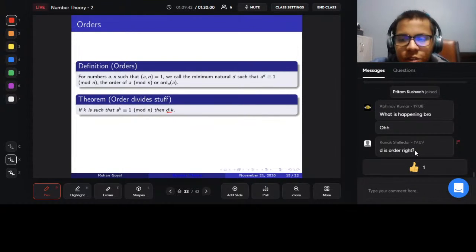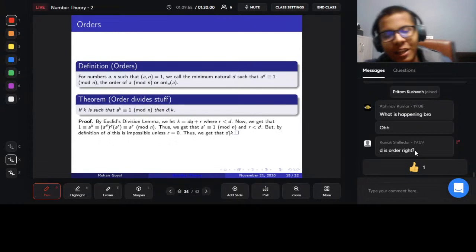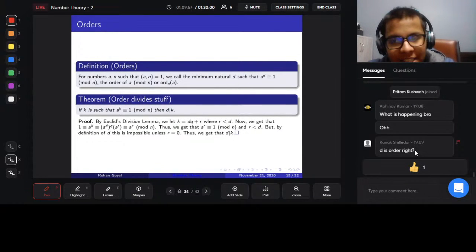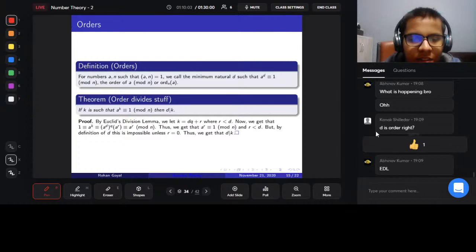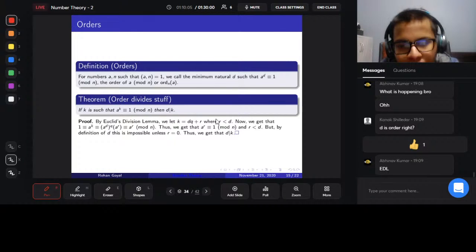Okay, so remember we learned something called the Euclidean division algorithm, or the Euclidean division lemma. We'll use that to prove this. Now, by the Euclidean division lemma, as k is greater than d because of the definition of d, we have k equals dq plus r, where r is less than d.